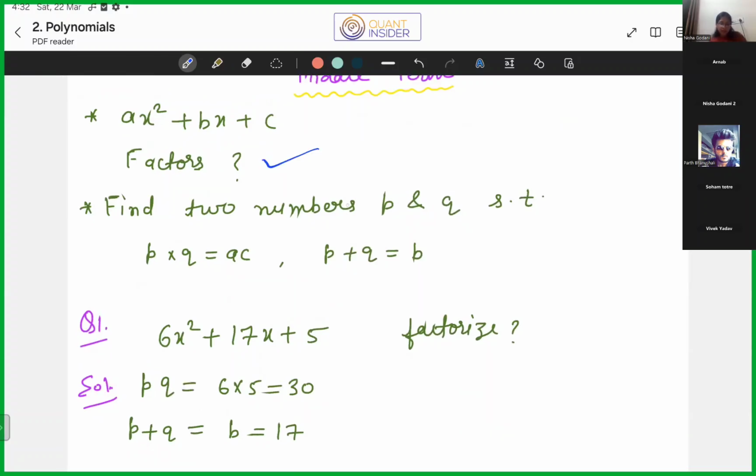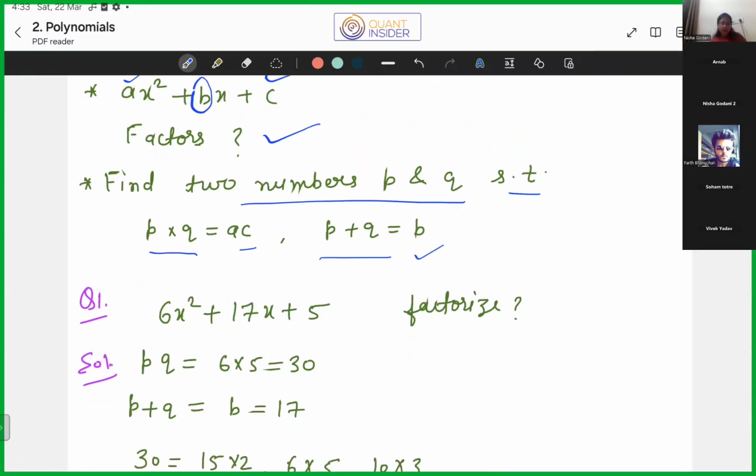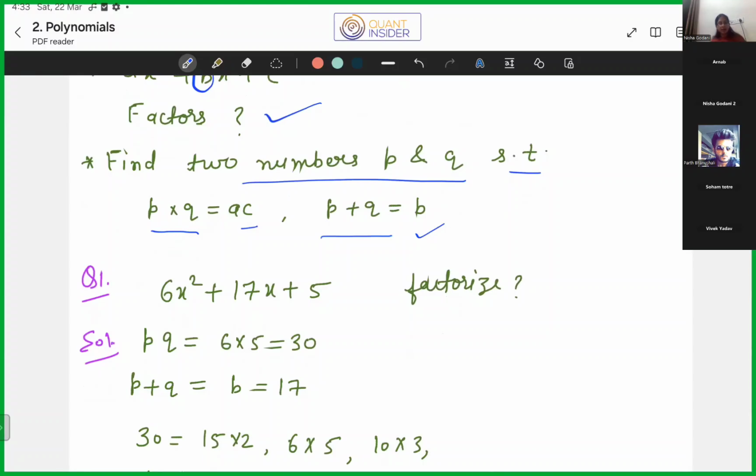You have to find two numbers p and q such that p into q is ac, meaning p into q is the product of the first and last coefficient. First is a and last is c. The p into q must be equal to the product of these two, and p plus q must be equal to the middle term b. So you have to find p and q in such a way. Then how to factorize, and what will be the factors?